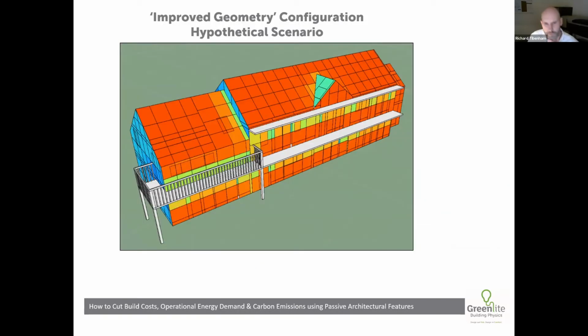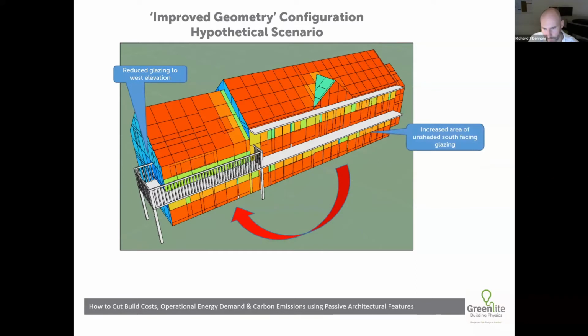So what I've done is I've basically taken that wing of the building which projects out to the south elevation, and I've just swung it around to the end there. So I've reduced the west-facing glazing. That is to reduce overheating risks. I've increased the area of south-facing glazing, and I've also introduced some brise soleil to reduce the potential for summertime overheating.